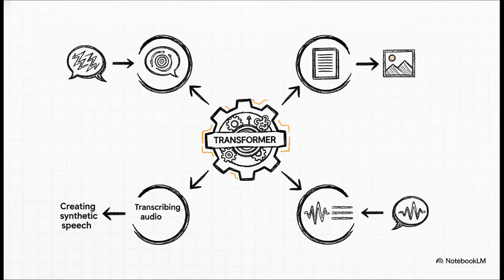And this isn't just about chatbots. The transformer architecture is the engine behind a huge explosion in AI. We're talking language translation, creating these incredible images from just a text prompt, transcribing audio, even generating realistic synthetic voices. It is a truly foundational piece of modern technology.